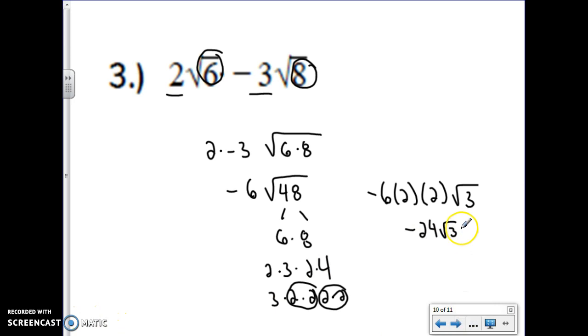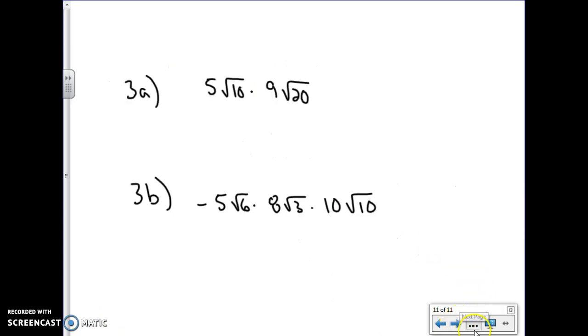So guys, based off what we got right here, I didn't write these down, but I want you to try these 2 problems for me, and we will talk about them on Monday. Thanks, guys.